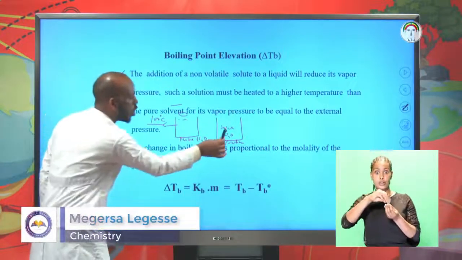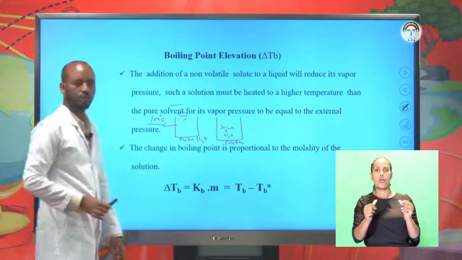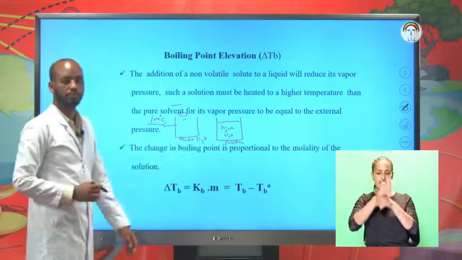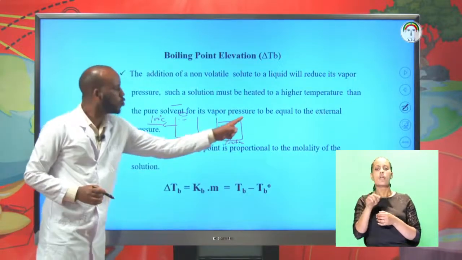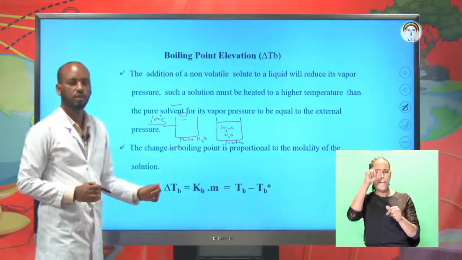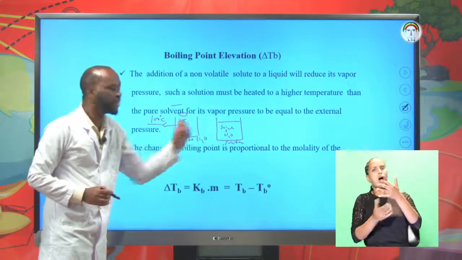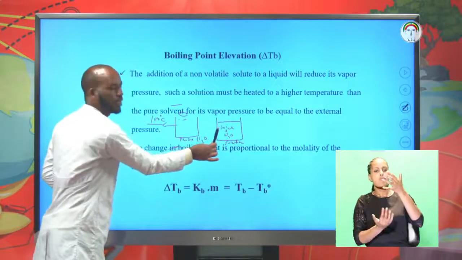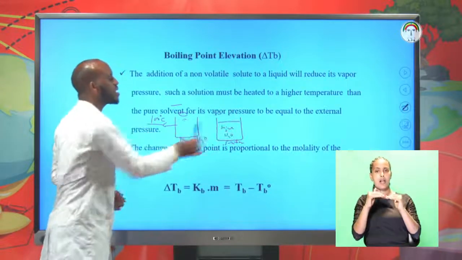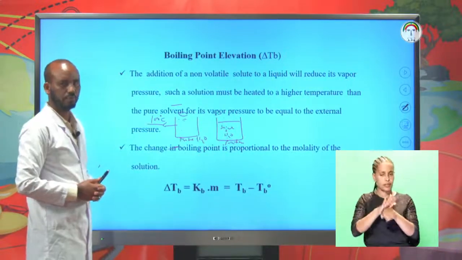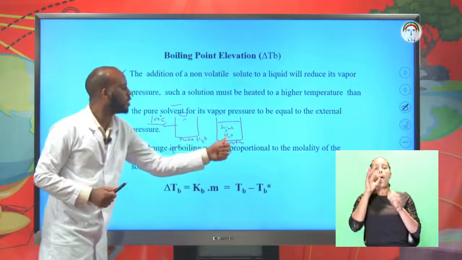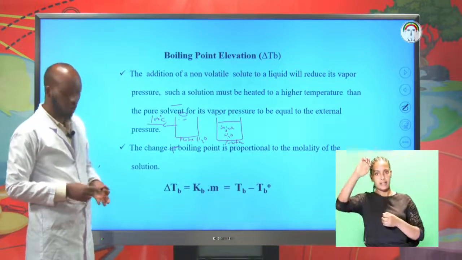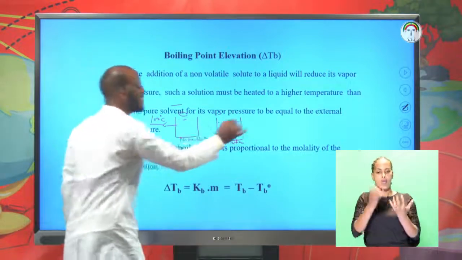Addition of a solute into a solvent lowers its vapor pressure. Therefore, this solution must be heated to a higher temperature so that the vapor pressure of this solution equals its external pressure. The boiling point of this solution is elevated.